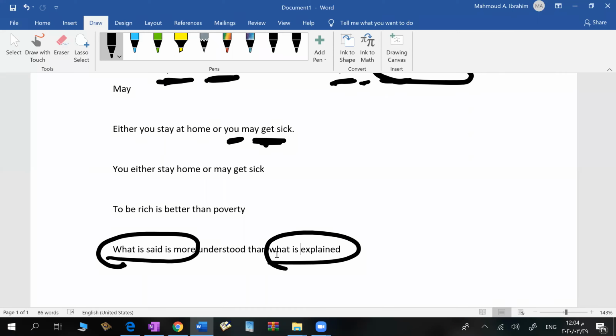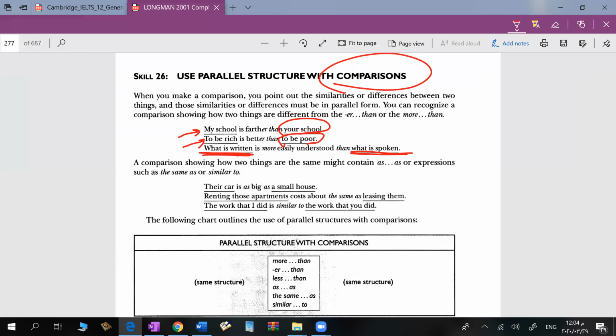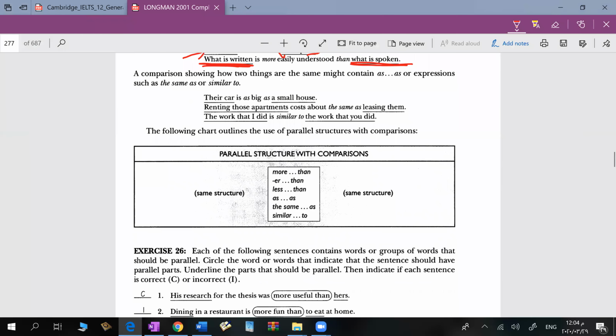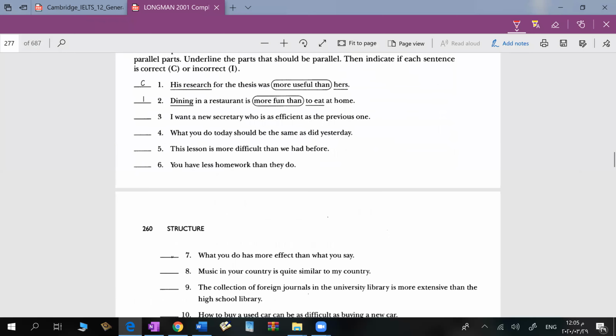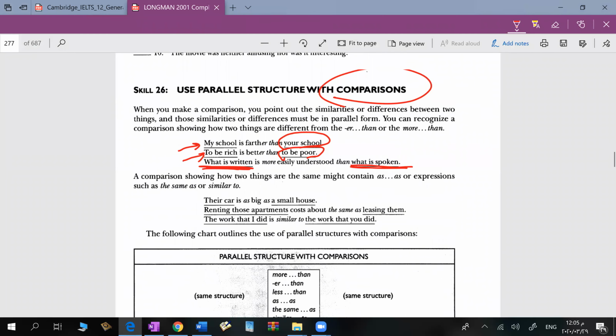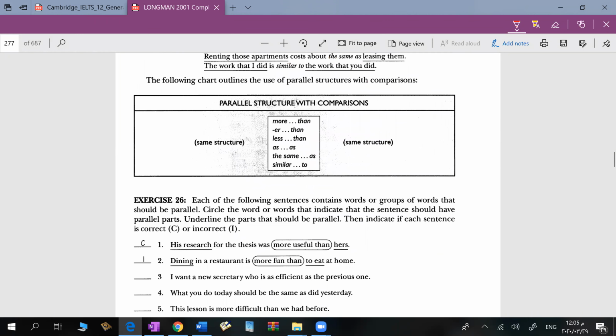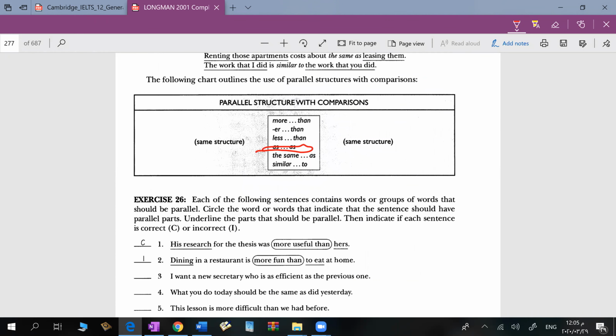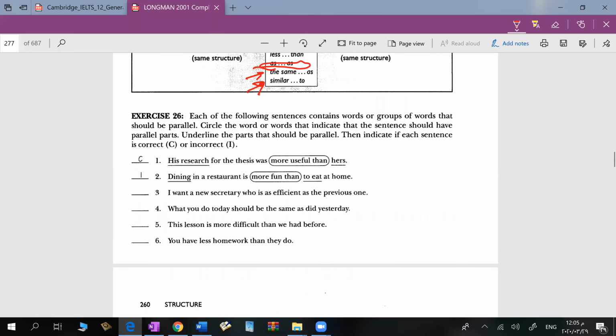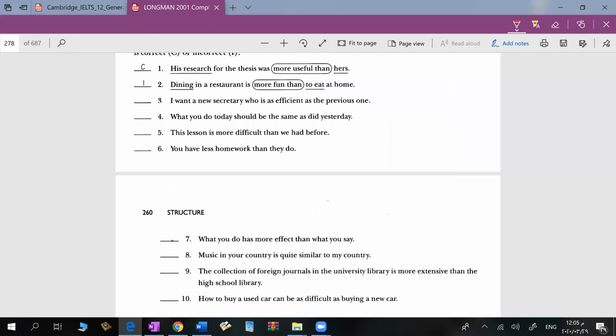Okay, good. Now look at these sentences. Like the previous sentence here. More or less. Okay. As, comparison, less than, more than, er than, the same as, similar to. All these are expressions of comparisons. Have a look at questions 1 to 10, and let's do them together. I'll give you 1 minute. Have a look.